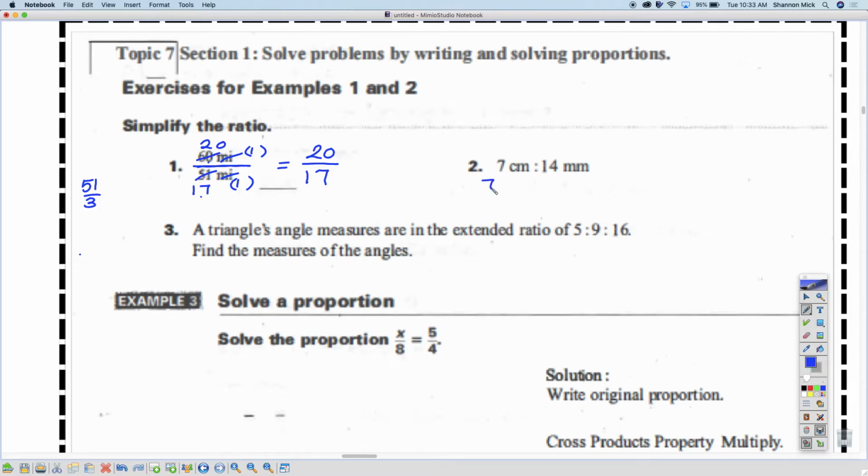Okay, so I have 7 centimeters over 14 millimeters. How do I know that the centimeters goes on top? Because it's the first one, right? Okay, so millimeters are smaller than centimeters, right? Yeah. So let's change it that way.